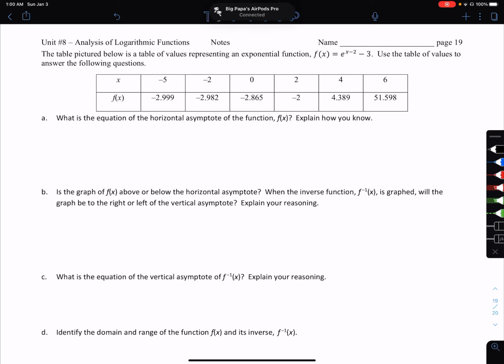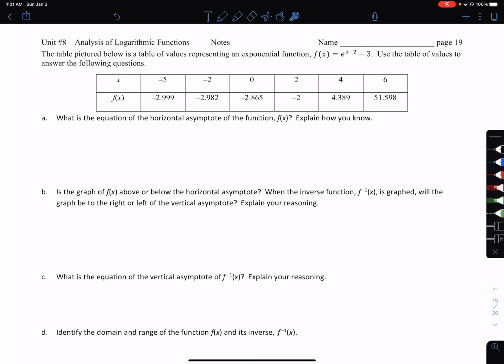For AP Calculus Notes 8.4, this is video 4, I believe. This table pictured below is a table of values representing an exponential function, f of x is e to the x minus 2 minus 3. Use the table of values to answer the following questions. What is the equation of the horizontal asymptote of the function?